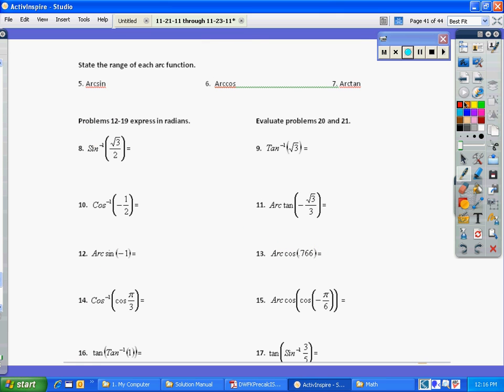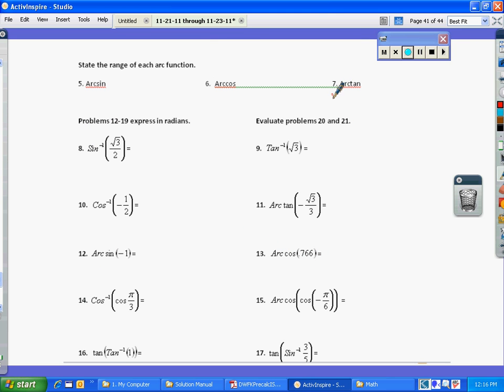Okay, let's move on. So for 5, 6, and 7, this is just the range, which you can take straight from your notes. The range of each arc function is the restricted domain of the original function. So your restricted domain of sine is from negative pi over 2 to pi over 2. Your restricted cosine is from 0 to pi. And your restricted domain of arc sine is the same, except you do not include the values of negative pi over 2 and pi over 2.